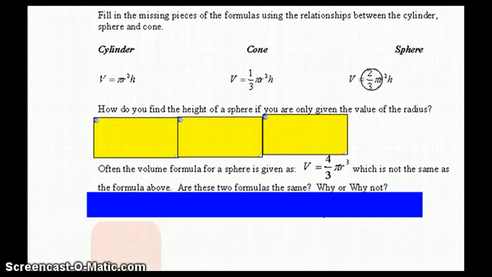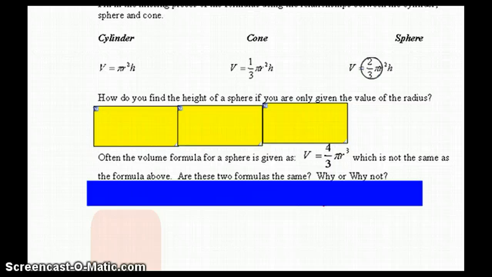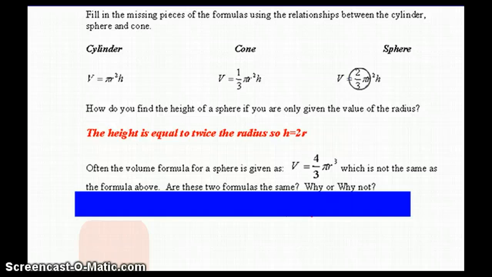How do you find the height of a sphere if you are only given the value of the radius? In a sphere, if we only know the radius, that means that the height would be the diameter. The height is equal to twice the radius, so height is 2 times r, or 2r.